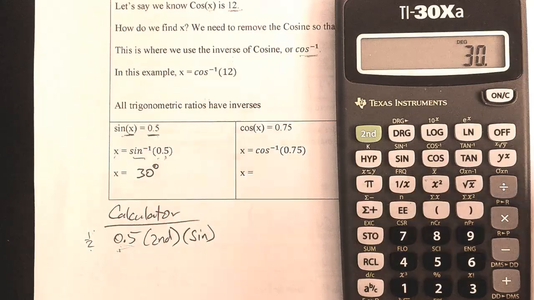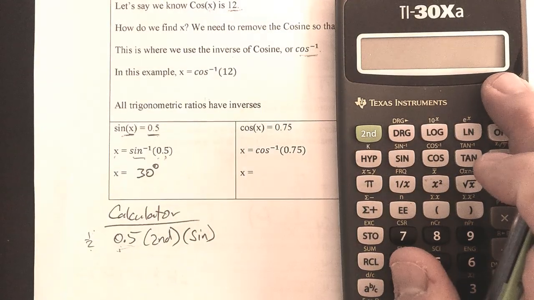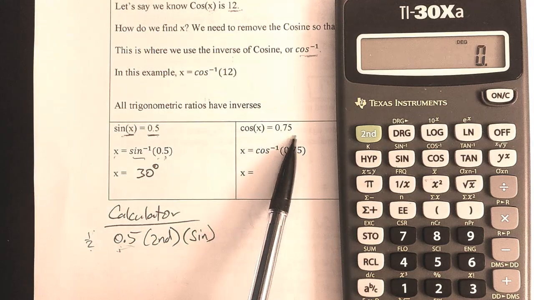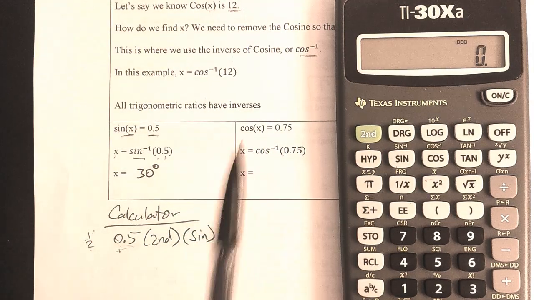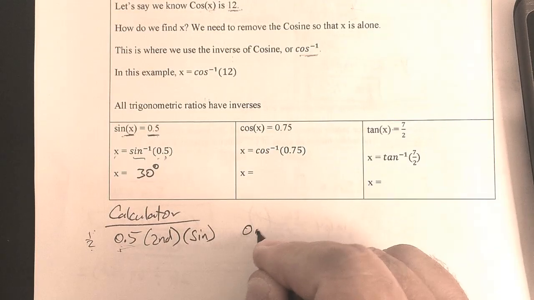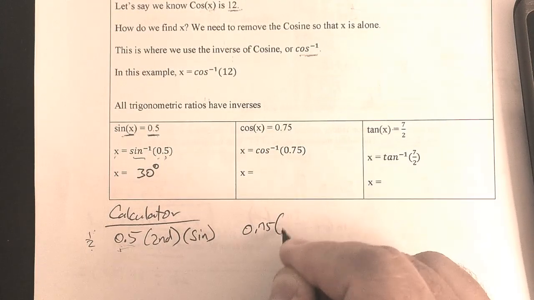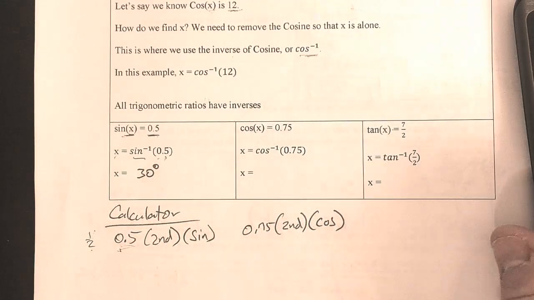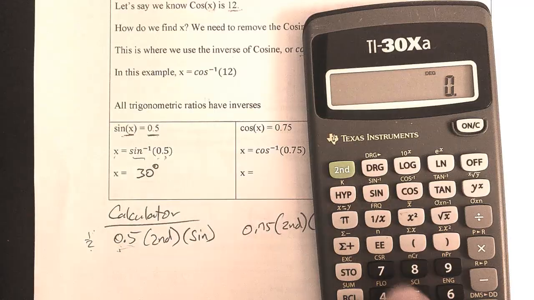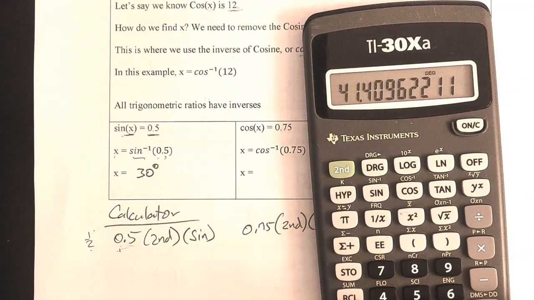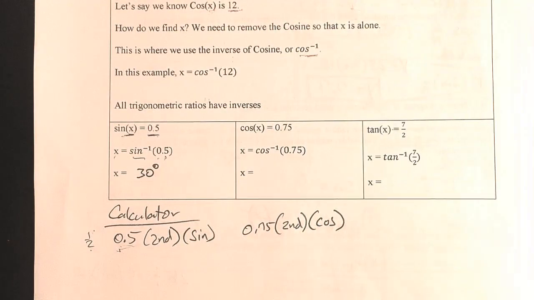The sine was 0.5. Anyway, so the cosine, if we're looking for the angle when the cosine is 0.75 on the calculator, this is going to be 0.75, second, cosine, and again, you don't have to hit equals. So 0.75, second, cosine. So 41.409, we're just going to leave it at 41.4.